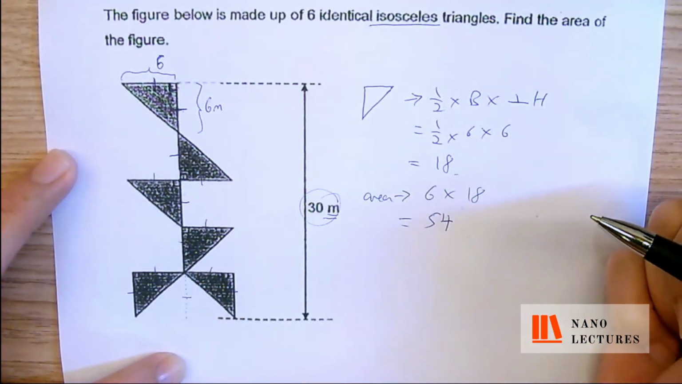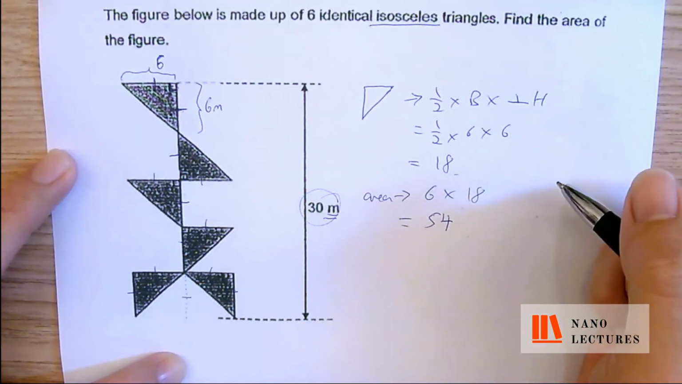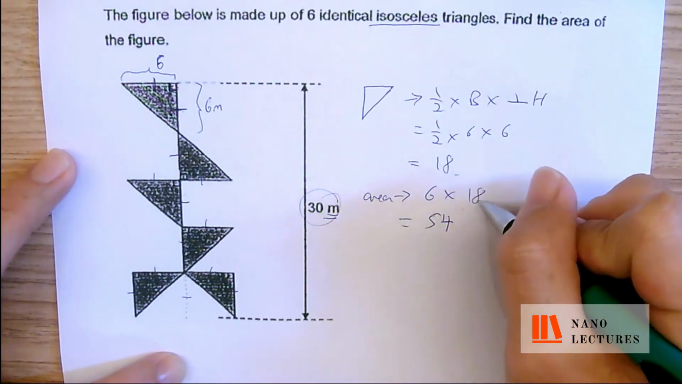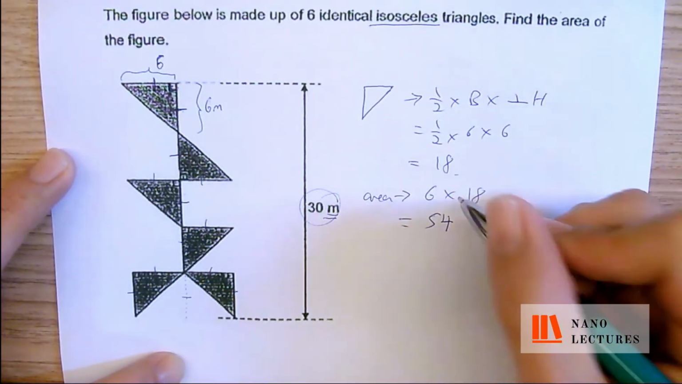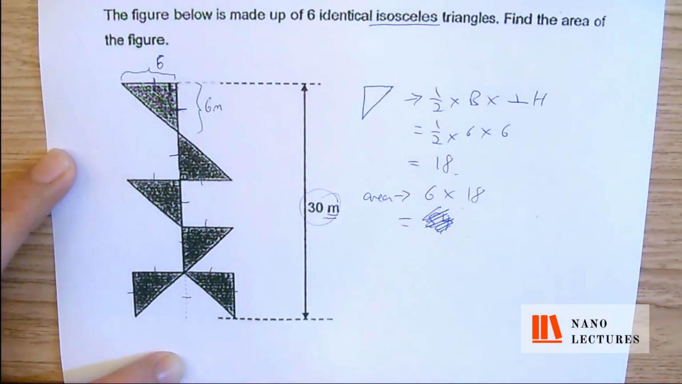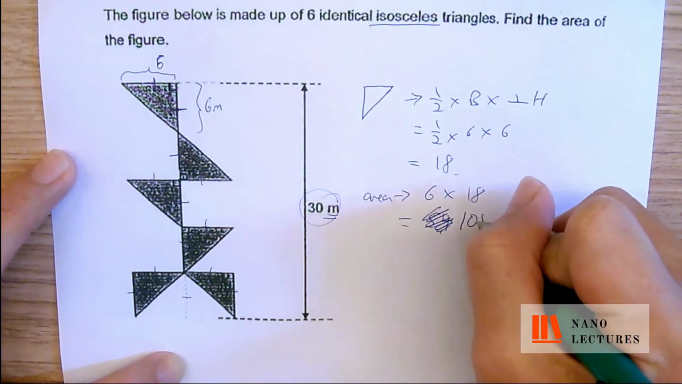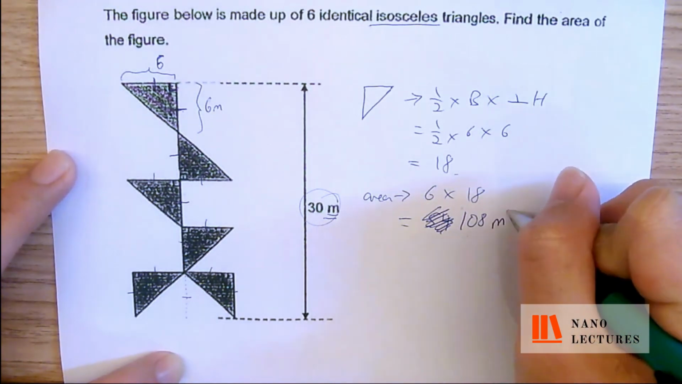Okay? Is it? No, it's not. Let me figure it out. Sorry, my brain is a bit lousy at 7 AM. Oh, sorry, 108. Sorry, my bad. So it's 108 meter square.